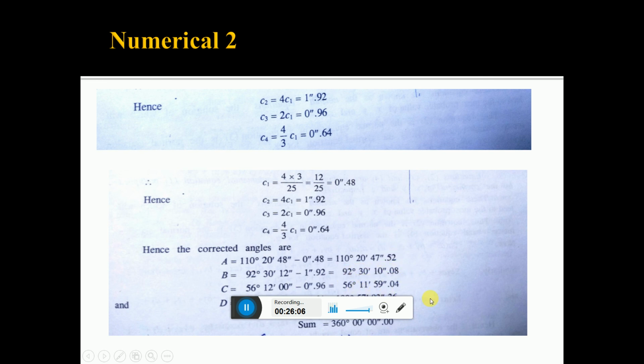And if you do the summation of these, the sum will be 360 degrees, 0 minutes and 0.00 seconds. So these corrected values of A, B, C, D are nothing but the most probable values of the angles A, B, C and D.